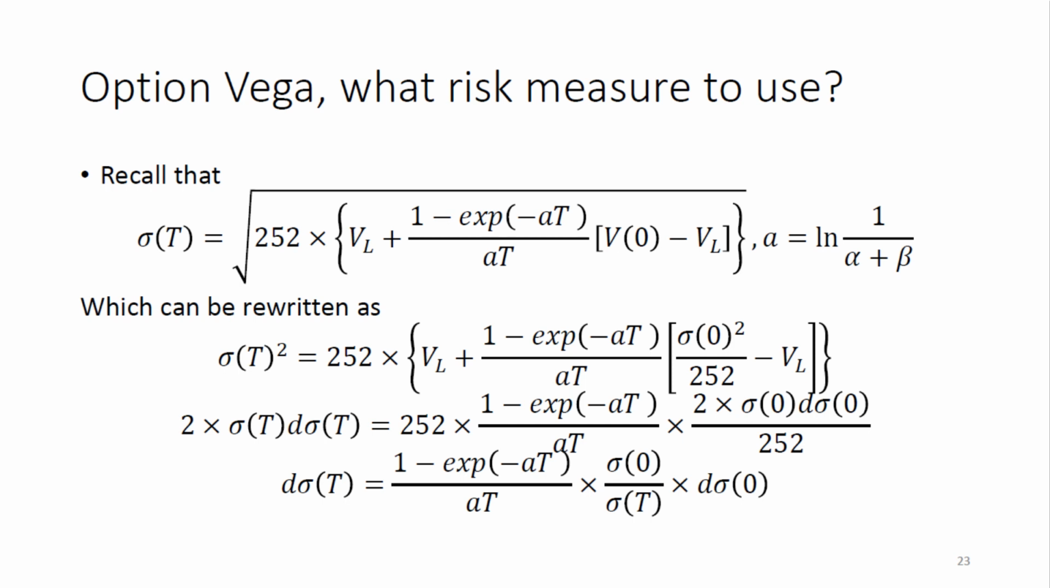Then I get a relationship of how the change in the long-term volatility, so the d sigma t, the volatility that I use to price long-term options, relates to a change in the instantaneous volatility, the d sigma 0. The relationship between the two is that I need to know the volatility at time 0, and the volatility at time capital T that applies for that longer period, and I need to pre-multiply that with 1 minus the exponent of minus aT, divided by aT. And the a is the logarithm of 1 over alpha and beta.